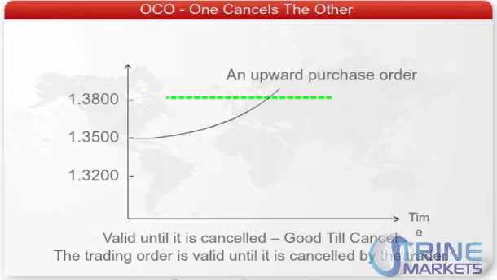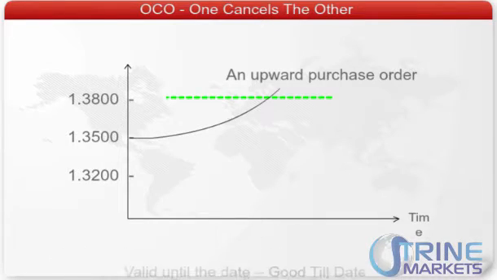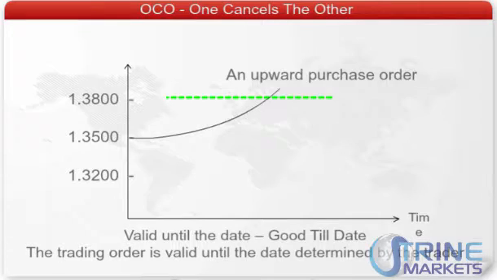Good till date. The trade order is valid until the date that is set by the trader. In other words, if by a certain date a trade order was not executed, it immediately gets cancelled by the broker or by the trading program.